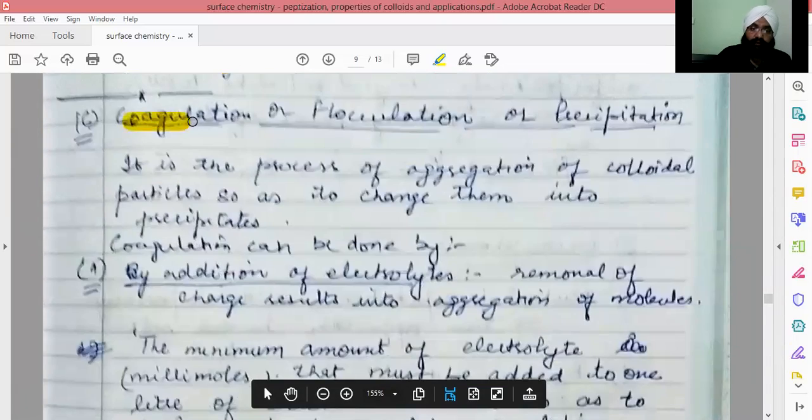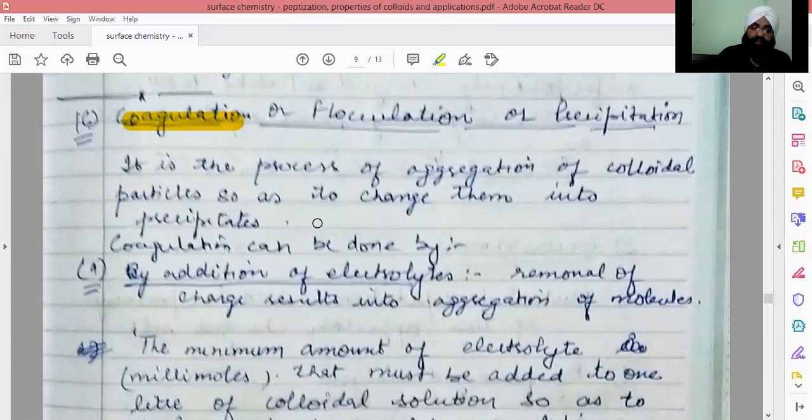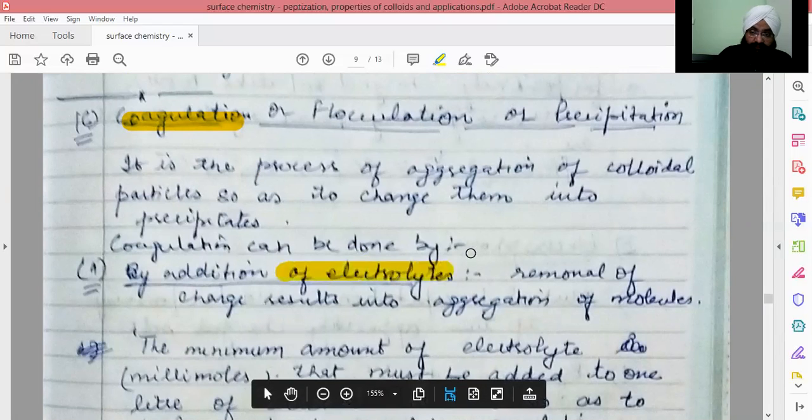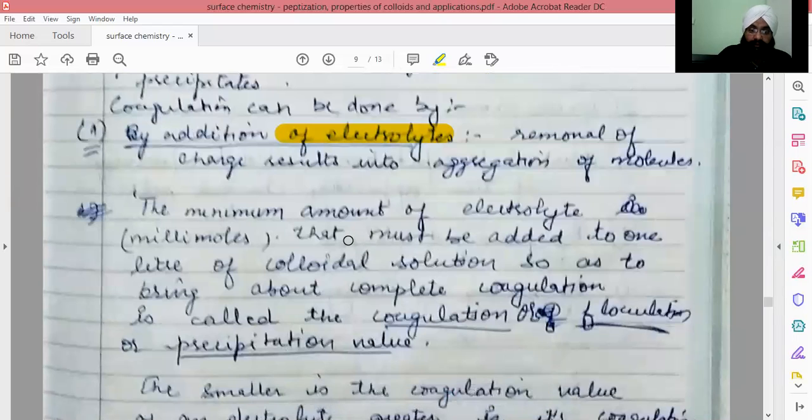Next is the coagulation. Coagulation, flocculation, precipitation, same terms. So it is opposite to the peptization. In peptization, the precipitates are converted to colloidal particles, whereas in case of coagulation, the colloidal particles aggregate together to form precipitates, again by the use of electrolytes. So electrolytes remove the charge on the particles, and due to the removal of charge, they come close to each other and join to form aggregates, and coagulation will happen.